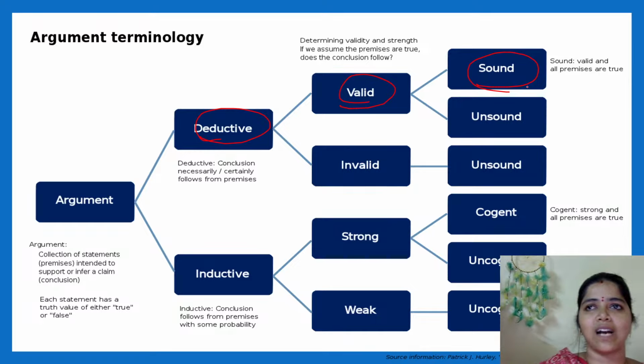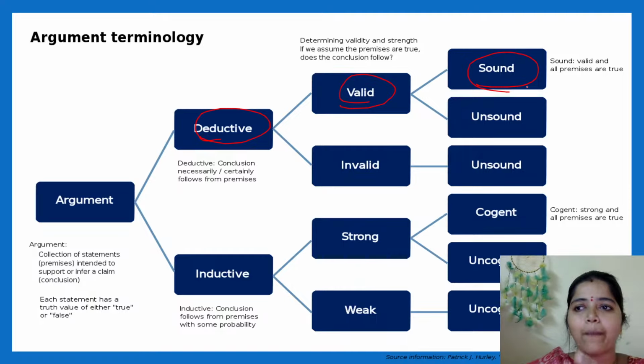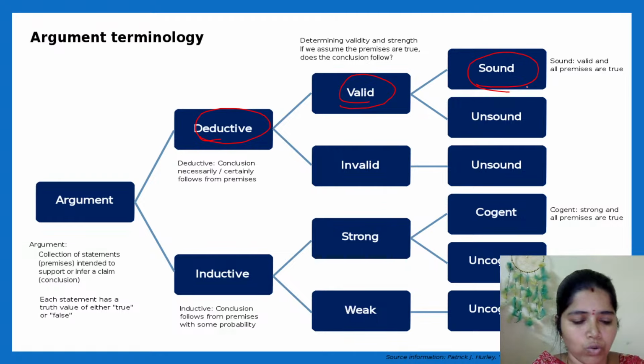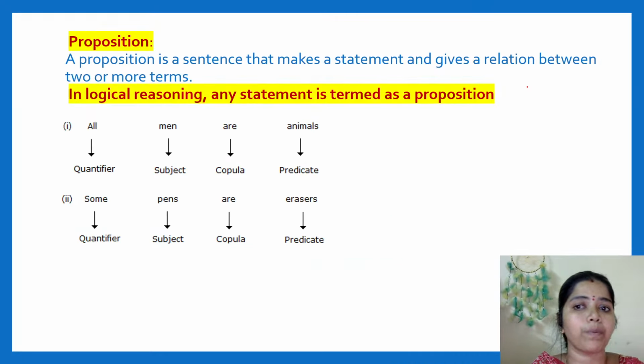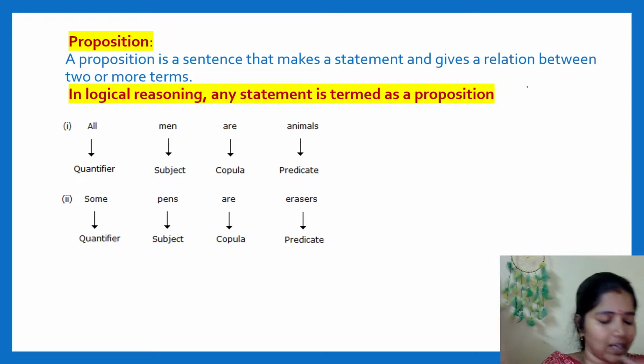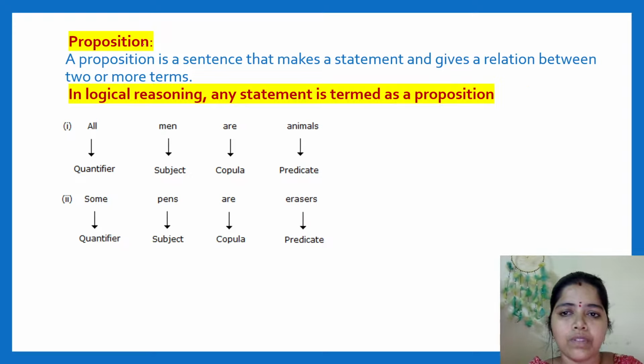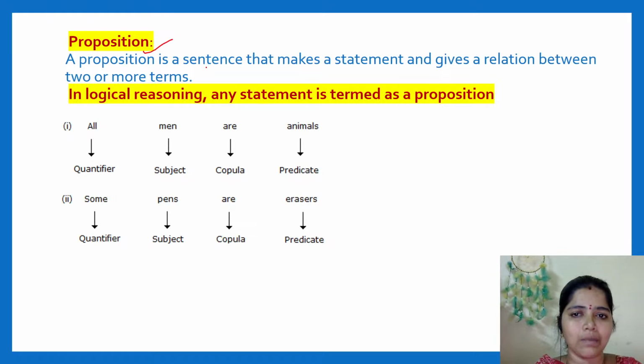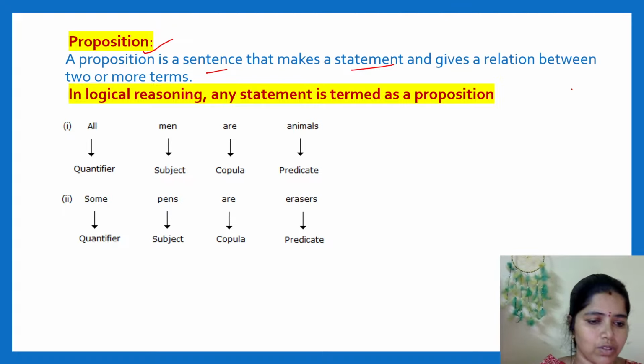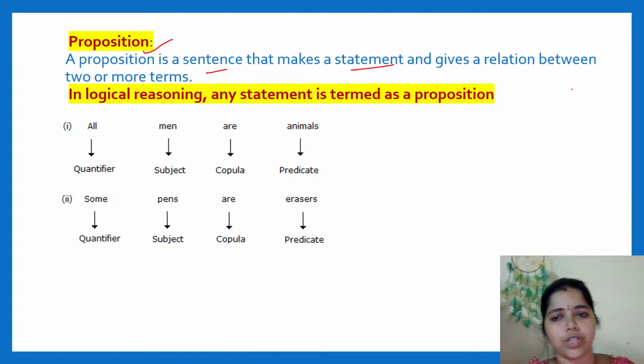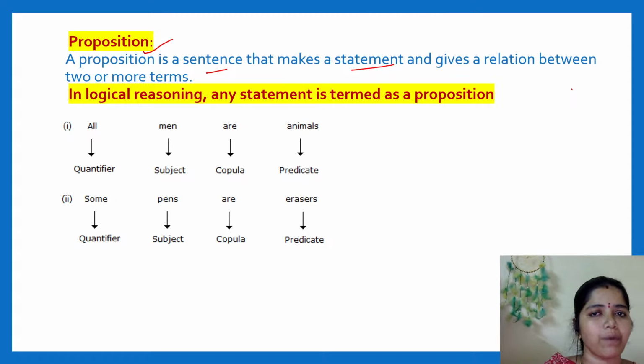So now we have known what an argument is, and from there we have gone to types of reasoning, deductive and inductive. Now we are going to move to another concept called proposition. It's just a continuation. What is a proposition? It is a sentence that makes a statement and gives a relationship between two or more terms. In logical reasoning, we make a statement, and the statement is termed a proposition.